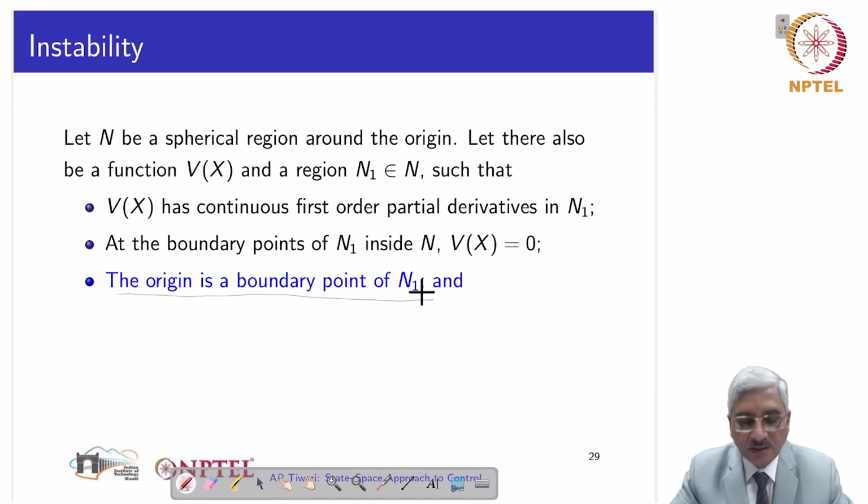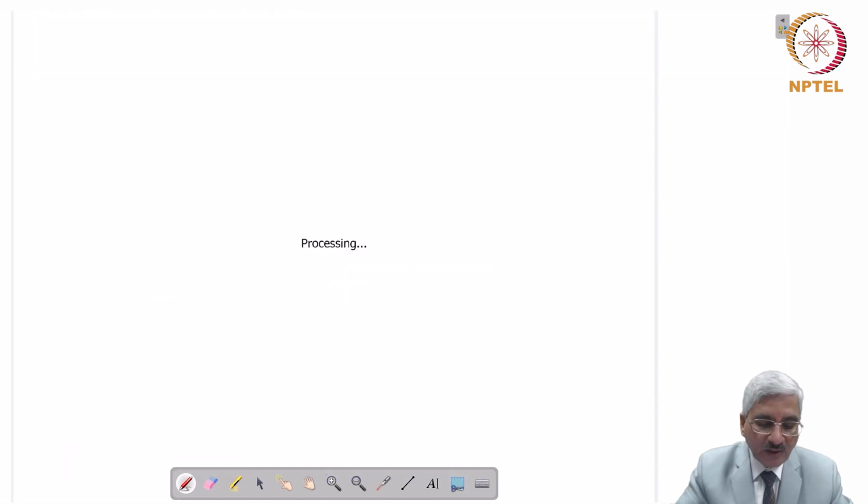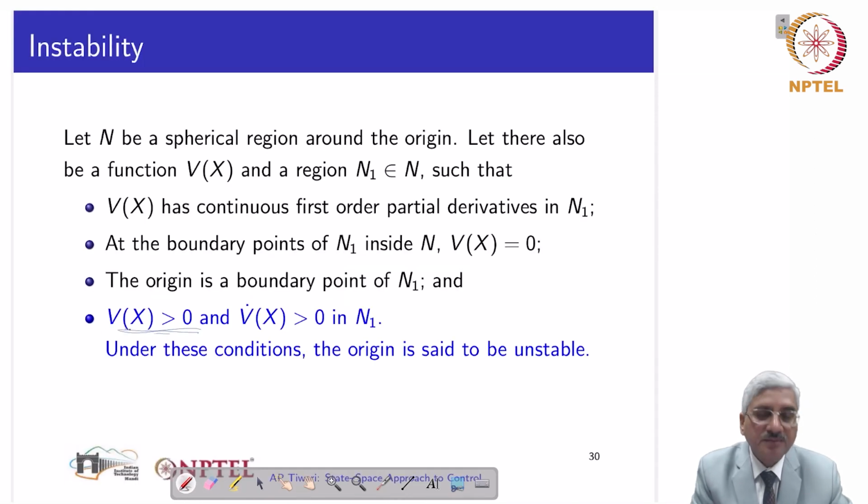So obviously the origin will be a boundary point of N1. The origin of the state space has to be necessarily a boundary point of N1, because at the boundary point of N1 inside N, we are assuming V(x) to be 0. And at other points in the N1 region, V(x) is positive. And V dot x is also positive, meaning that if there is a state in N1 it will grow with time. V dot x being positive, it will grow with time, and so the origin will be unstable.